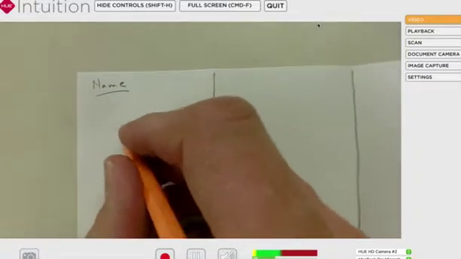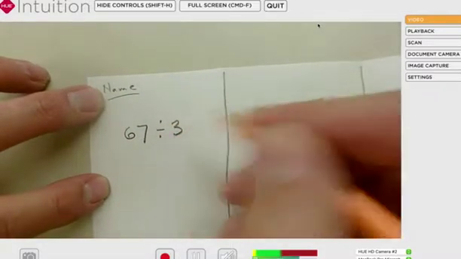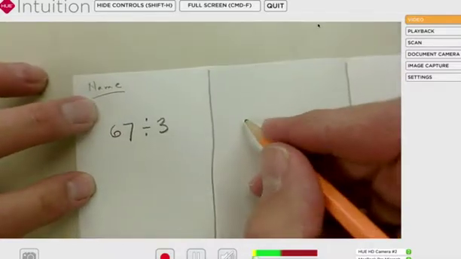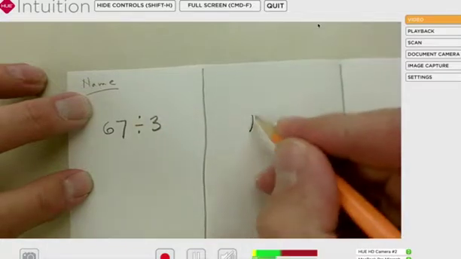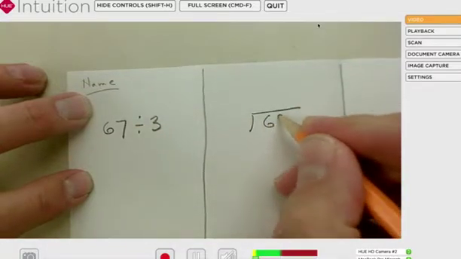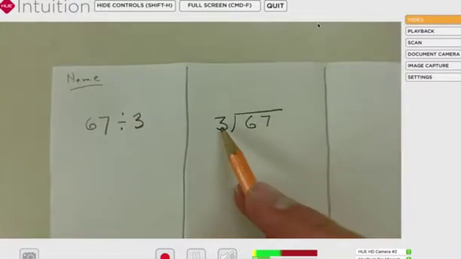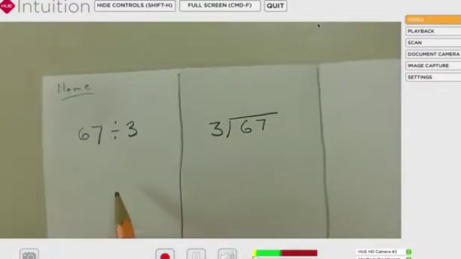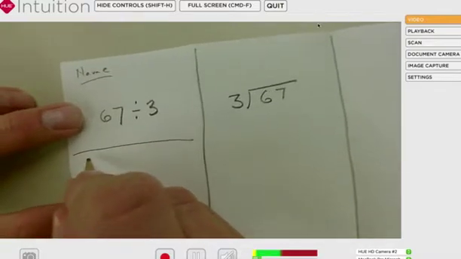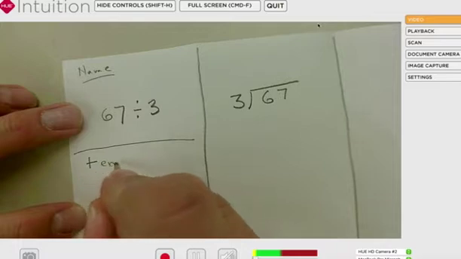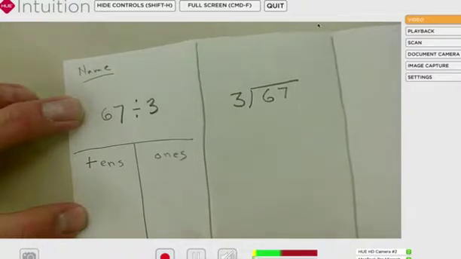Let's start off with something like this. 67 divided by 3. You are going to write down everything that I write down. There are 2 different ways that you can represent this: with this division symbol right here, or the bracket way, which is more common, that you're going to see like this. You still read it 67 divided by 3, even though it's written in this order. Last time we only wrote ones, but this time we're going to write the word tens and ones.